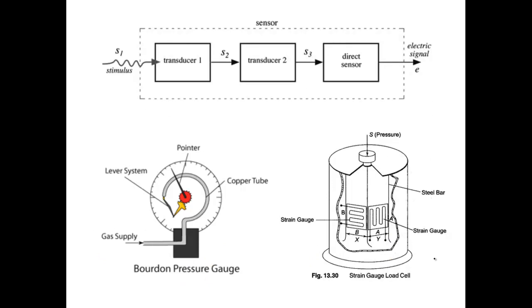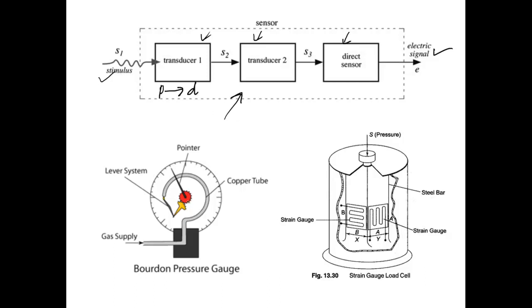Now, as we have just seen, a sensor could be composed of different transducers together along with some direct sensors, which finally lead to an electrical or electronic signal. And this is the stimulus. So in the Bourdon pressure gauge, if we see it as a block diagram, this is the gas supply, or any other fluid whose pressure is to be measured, and this is the copper tube, or any other tube that we have used as the transducer. This converts the pressure of the gas into the displacement of the Bourdon tube. So pressure is converted to displacement, let's say D. That is transducing.